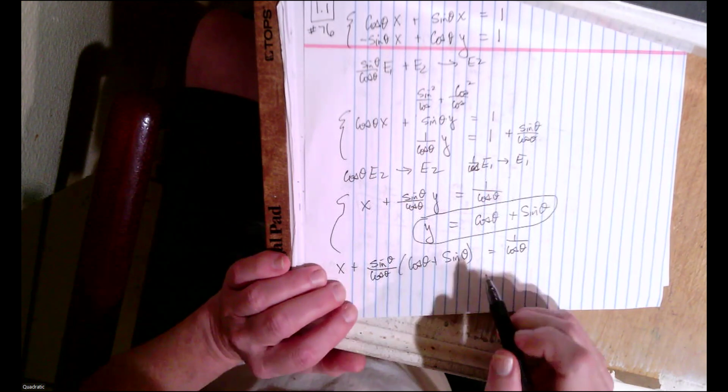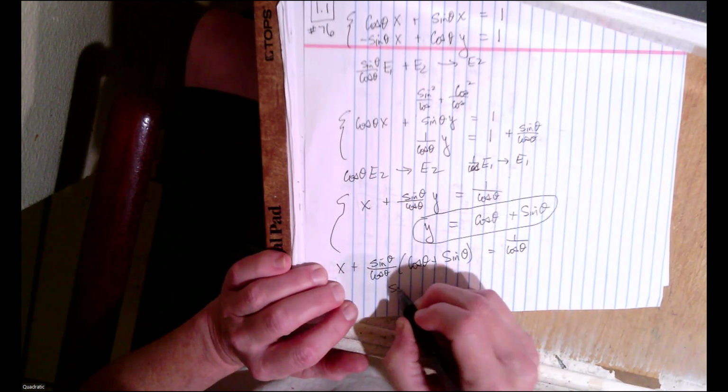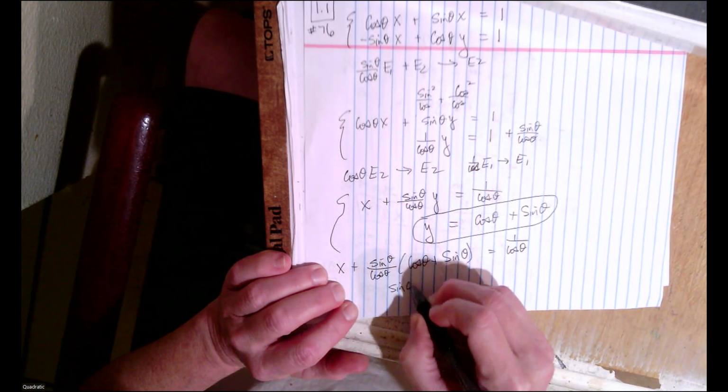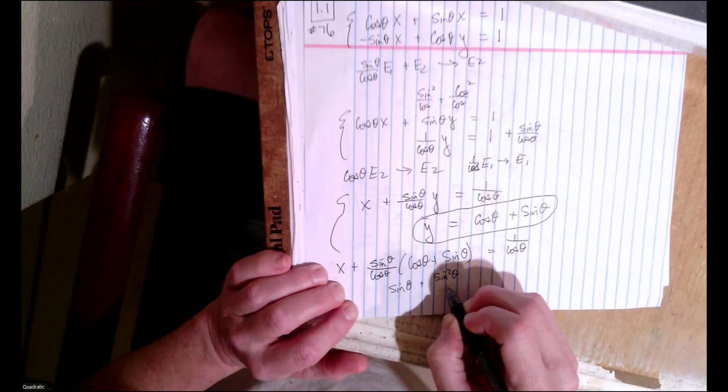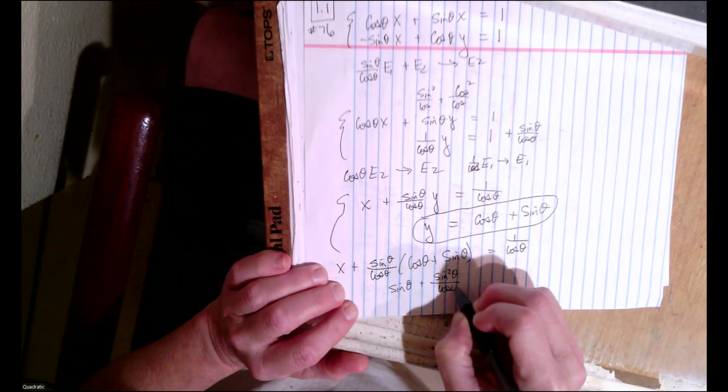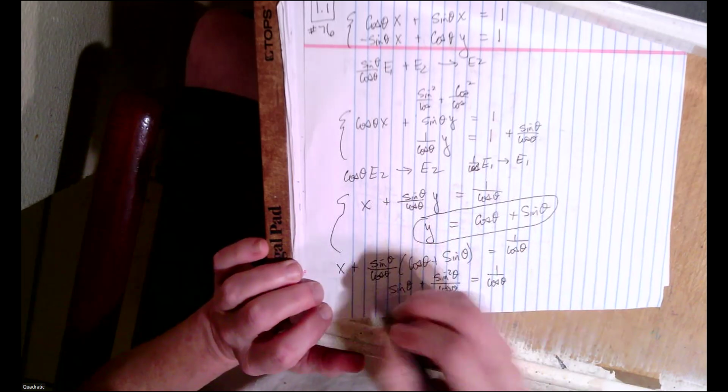Well, let's simplify. Let me first distribute this a little bit. Sine over cosine times cosine is just sine, and here we have sine squared theta over cosine theta. That equals 1 over cosine theta. That's x.